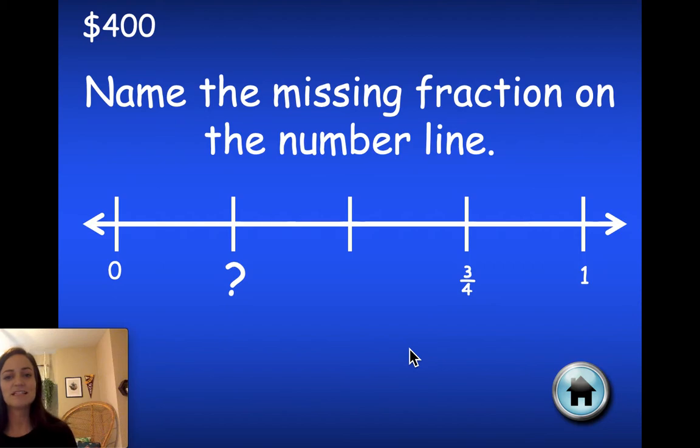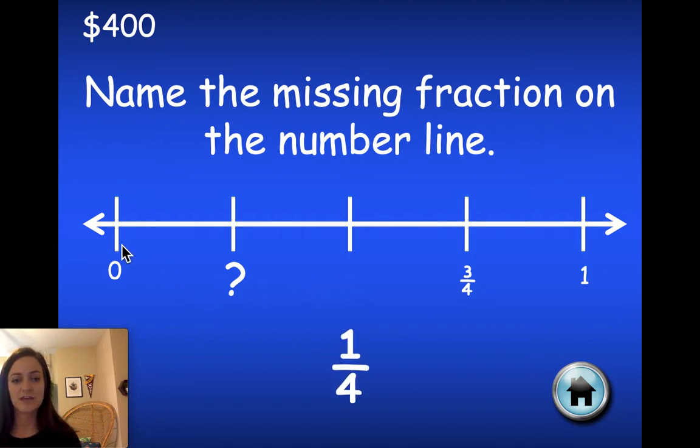Okay, name the missing fraction on the number line. Hopefully you guys remember this one. This shouldn't be too hard. Okay, you get $400. What fraction is right here? Go. All right, let's see what our answer is.